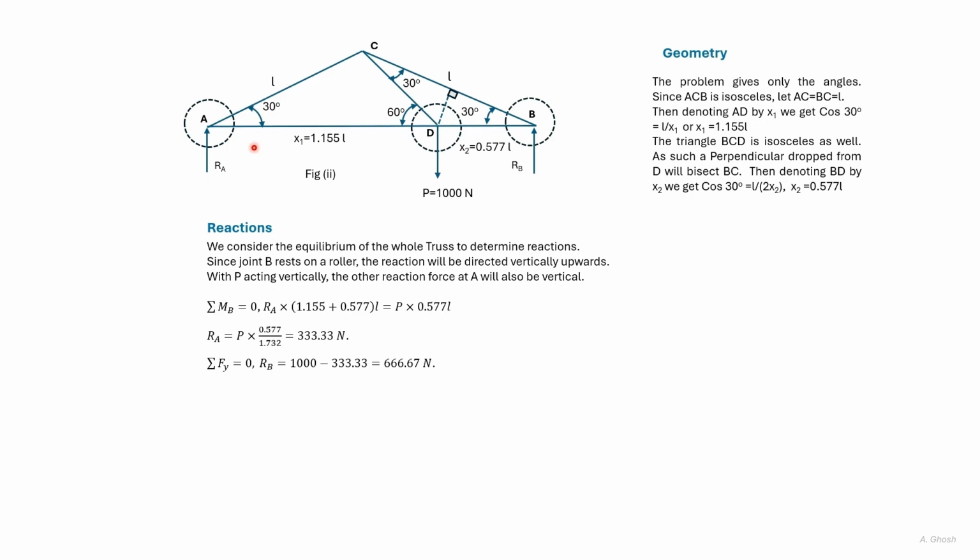To start solving a joint, we consider all the forces to act out of the joint. So we consider that the force in AC acts out of A and the force in AD acts out of A again. If after solving the joint we get a negative value, then that would mean that the force acts towards the joint rather than out of the joint.